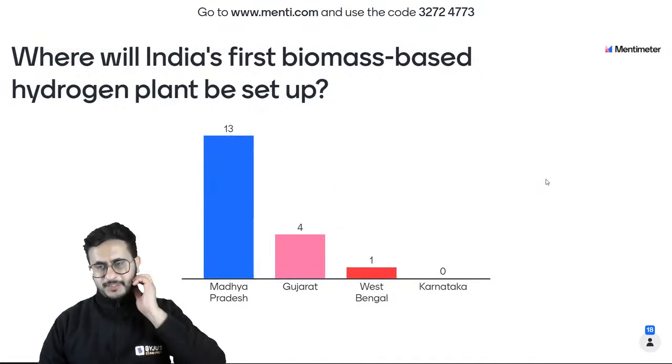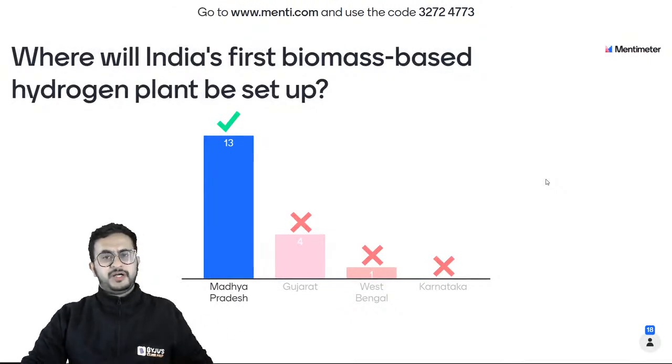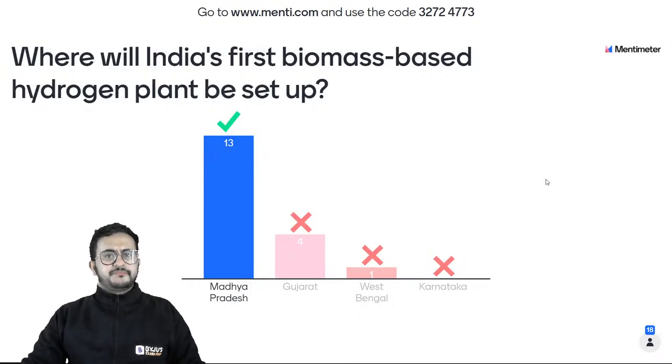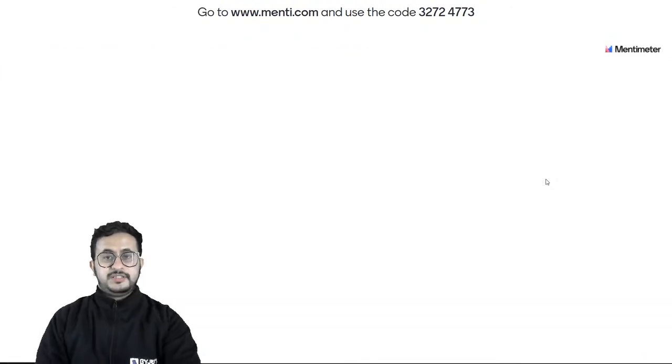Well, the right answer is Madhya Pradesh. So it is in Khandwa district. There is a place called Khandwa, in which we'll have this set up. I think it is going to produce around 1 ton of this fuel per day. So, very recent news. It is going to be set up in Khandwa in Madhya Pradesh. All right, so let's go to the next one.